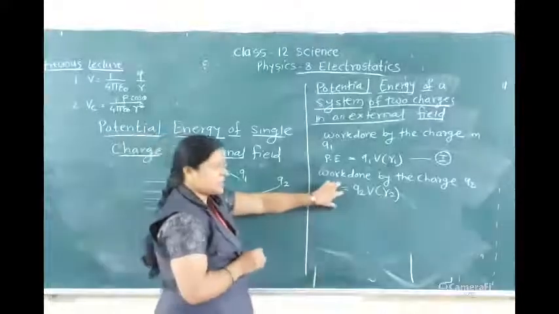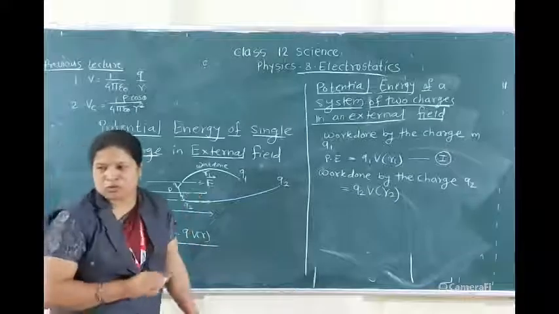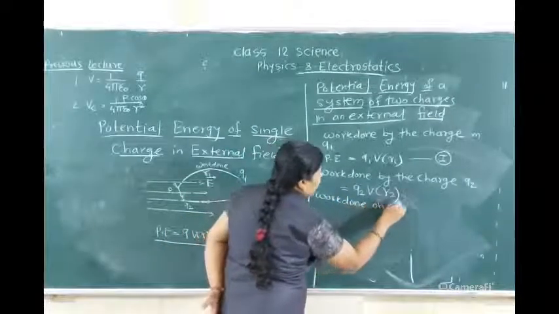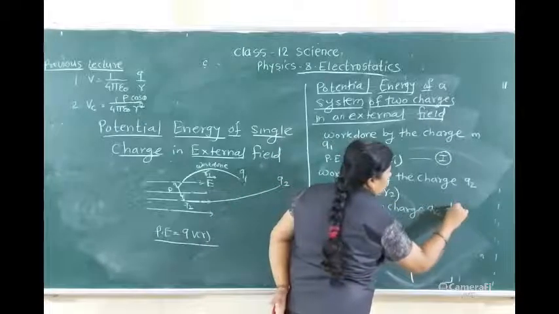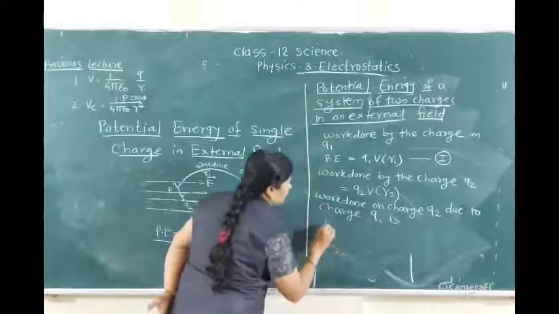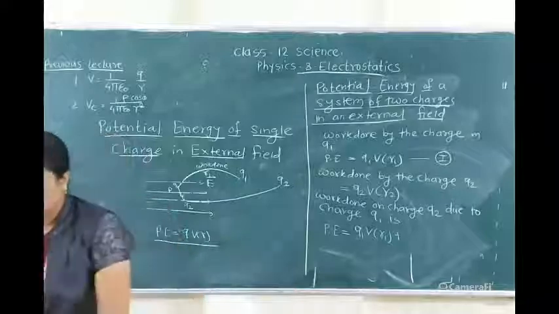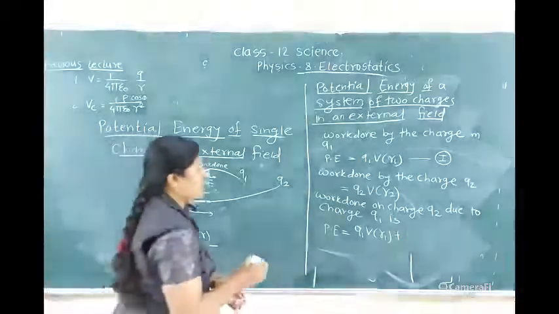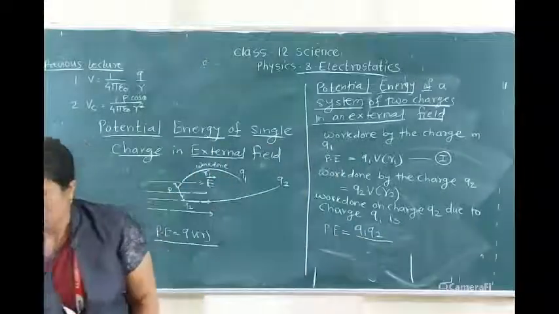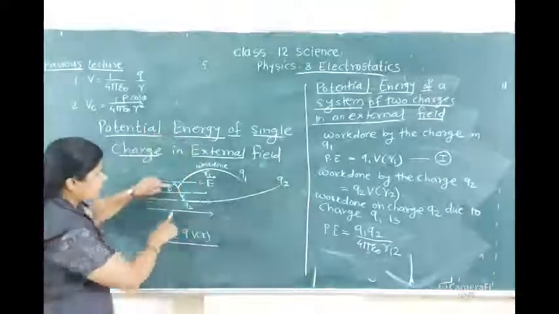So work done on the charge is Q1 phi R1 plus Q1 Q2 divided by 4 pi epsilon 0 R12. Because the charges Q1 and Q2 are at a distance R12, we get Q1 Q2 divided by 4 pi epsilon 0 R12. This is equation number 2.